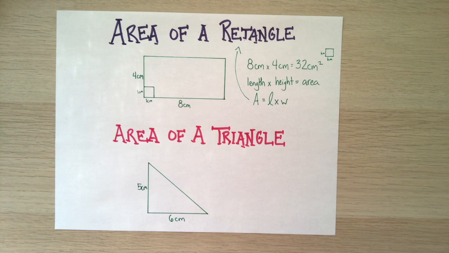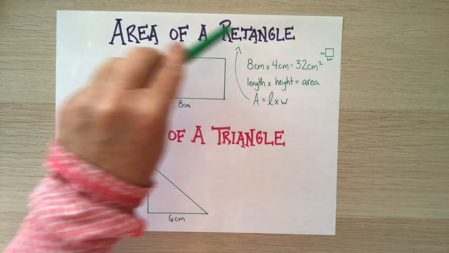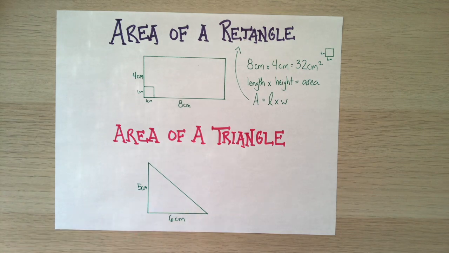So here's a higher level thinking challenge. If we know the area of a rectangle, the formula is area equals length times width. What would be the area of a triangle? How could you figure that out? Here's my triangle, 6 centimeters by 5 centimeters. I want you to try to use the information you have here and figure out the area of the triangle.